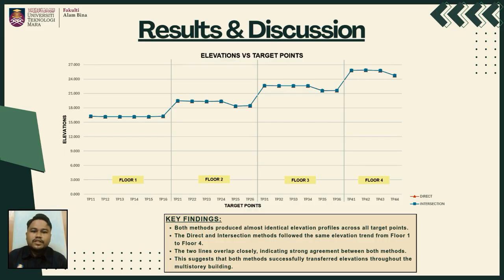The first graph shows elevation versus target points. As we can see here, both methods produce almost identical elevation profiles across all of the target points. The direct and intersection methods follow the same elevation trend from floor 1 until floor 4. The two lines overlap closely, indicating strong agreement between both methods. From this, we can conclude that both methods successfully transferred elevations throughout the multistorey buildings.